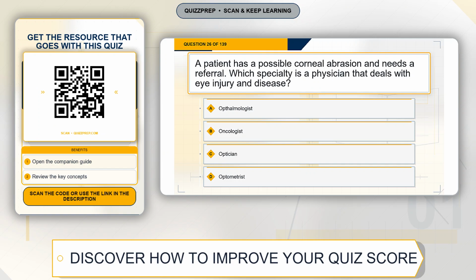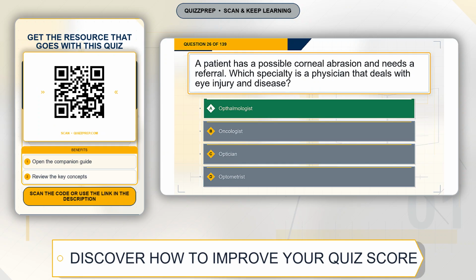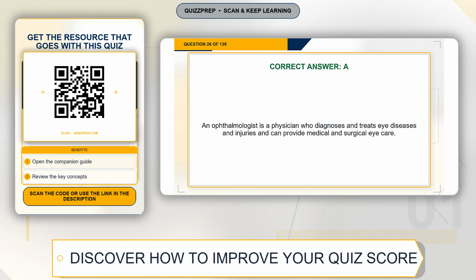Question 26. A patient has a possible corneal abrasion and needs a referral. Which specialty is a physician that deals with eye injury and disease? Option A, ophthalmologist. Option B, oncologist. Option C, optician. Option D, optometrist. The correct answer is option A, ophthalmologist. Explanation. An ophthalmologist is a physician who diagnoses and treats eye diseases and injuries and can provide medical and surgical eye care.